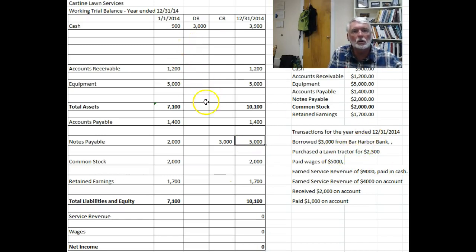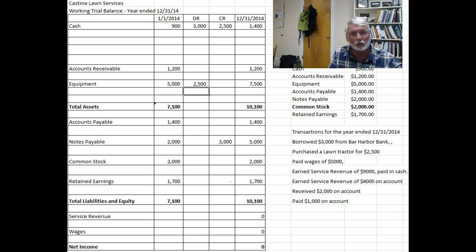Entry 2, we go out and buy a new lawn tractor for my lawn service company. And we're going to spend cash for that lawn tractor. So we're going to credit cash. We take $2,500 out of cash, probably why we borrowed the money, right? We needed to buy a new tractor. And we're going to debit equipment. We had $5,000 of equipment. We're now buying $2,500 in new equipment.